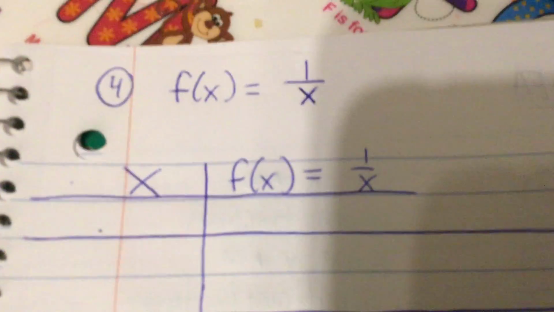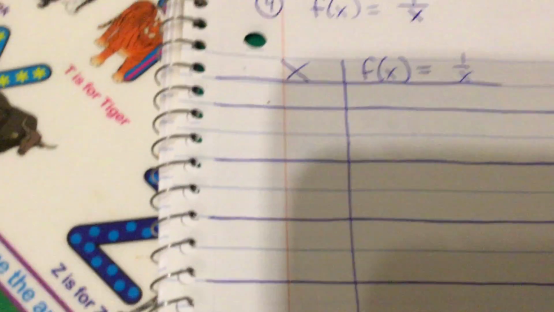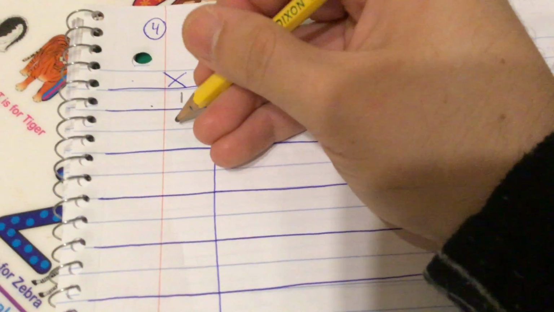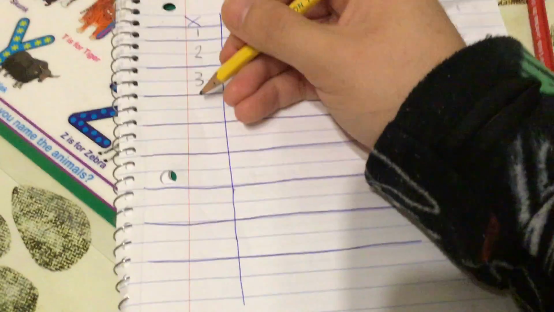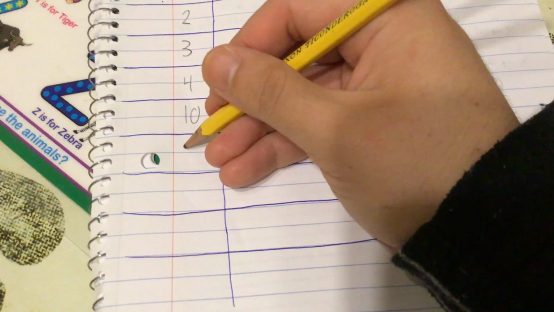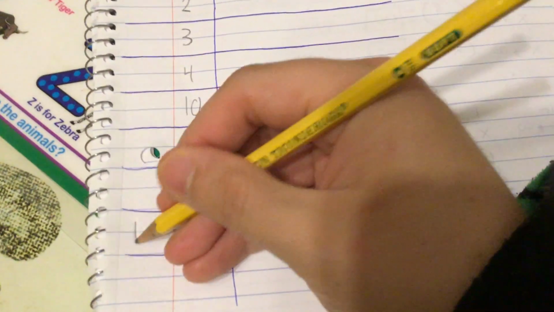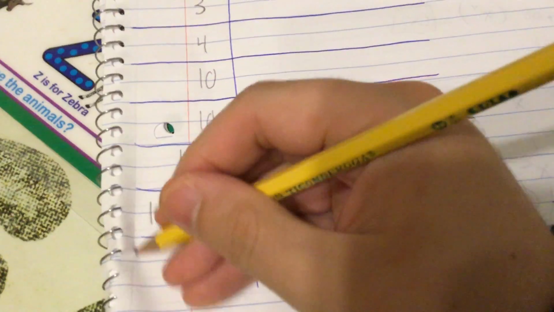The limit as x approaches infinity, where f of x is equal to 1 over x. So this one kind of messes with you a little bit. So once again, I'm going to plug in 1, 2, 3, let me see how much space I have, 4, 10, 100, 1,000, a million. You know what? A billion.